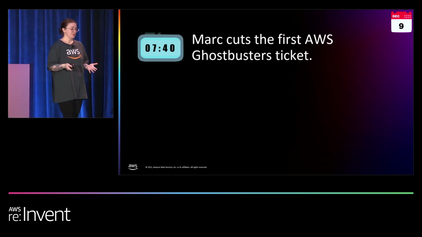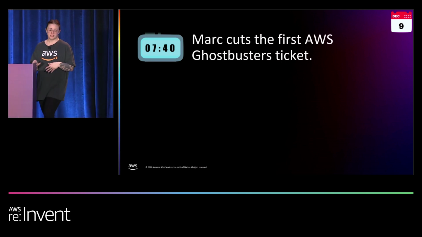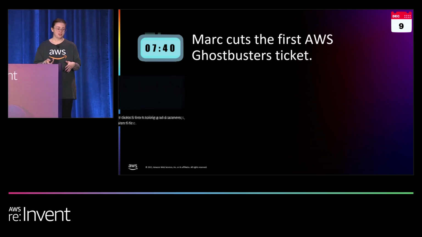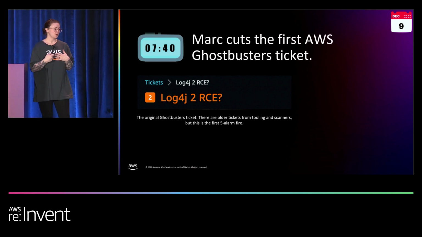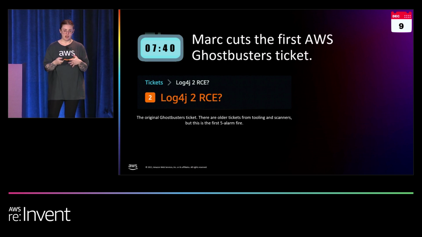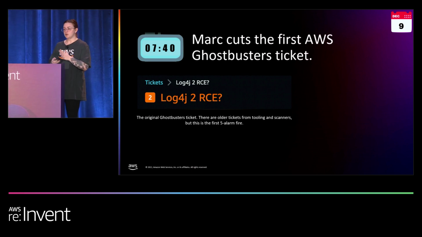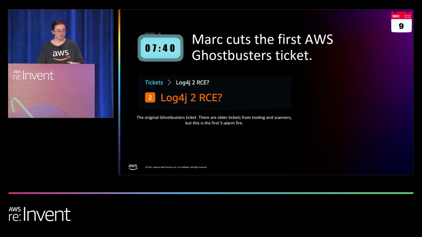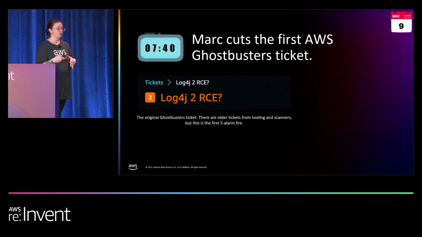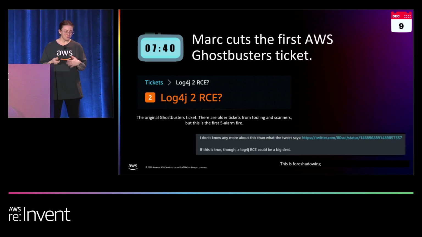So at 7:40, when he sees this tweet, Mark Brooker cuts the first ticket to Ghostbusters. And it is pretty vague. This is the first one that we started running the event out of. And there's a couple of others that we found a little bit later, of folks that had seen a forum post or someone had sent them a Slack message. But this is the first one that triggered this might be a 5-alarm fire sort of situation.